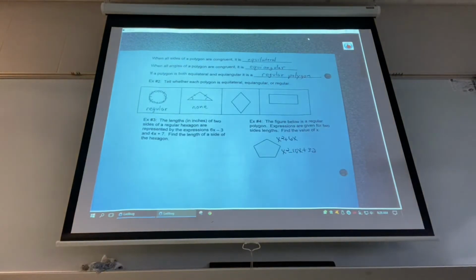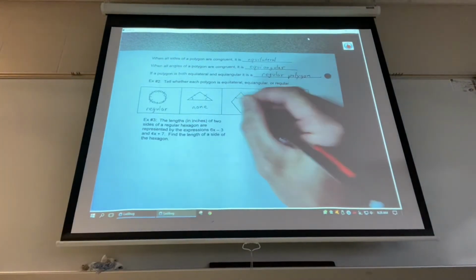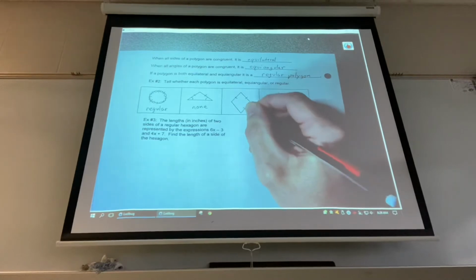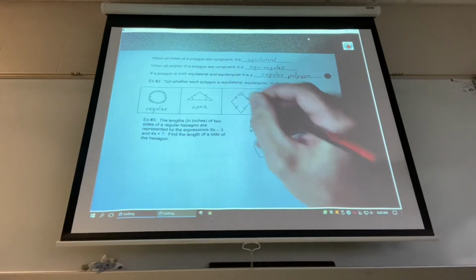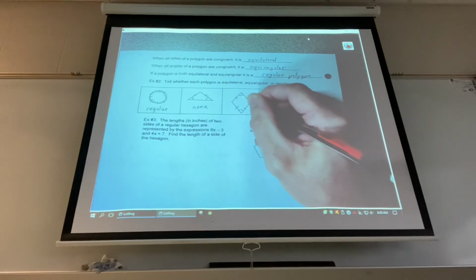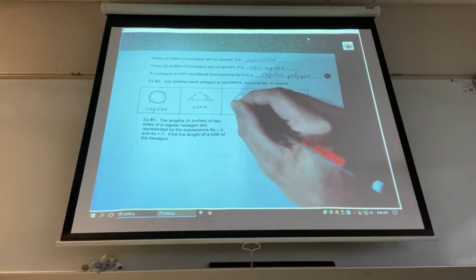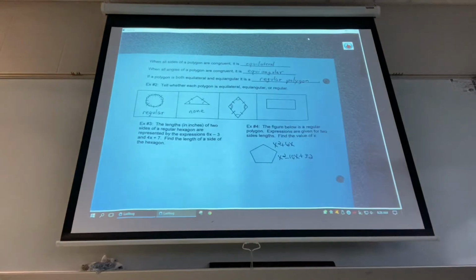Okay, on the next one, we know this. And we also know this. Like so? What do you guys think? Equilateral. I think it's equilateral, so now the question is, is it equiangular?